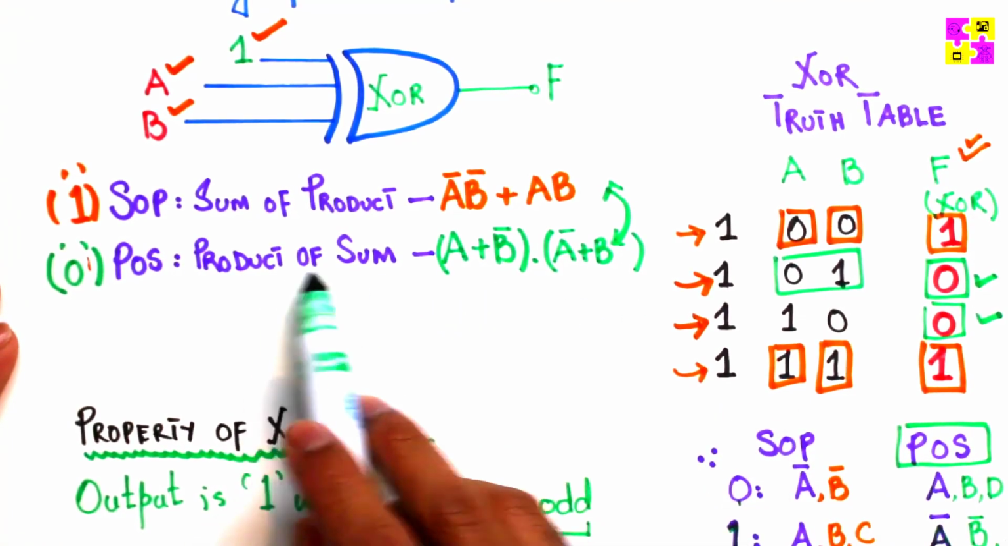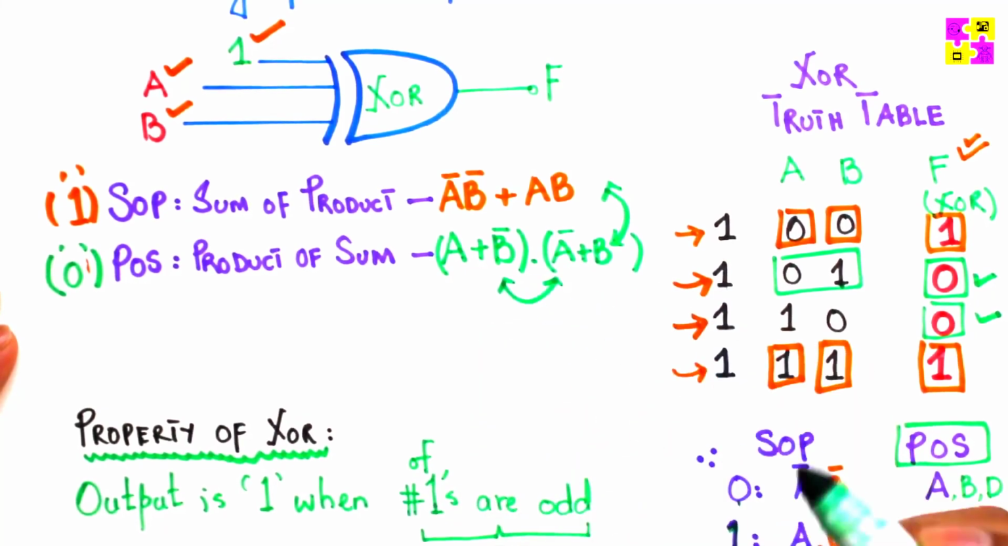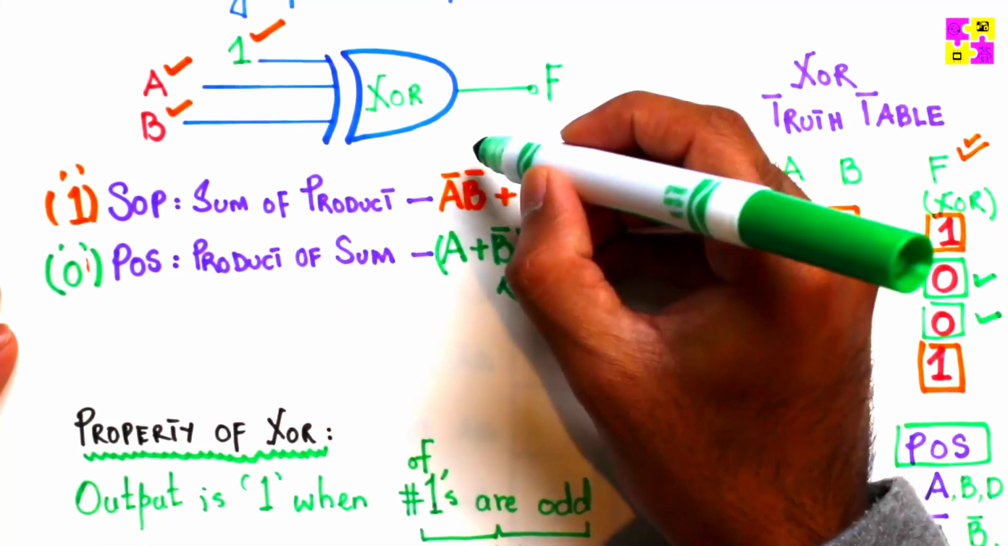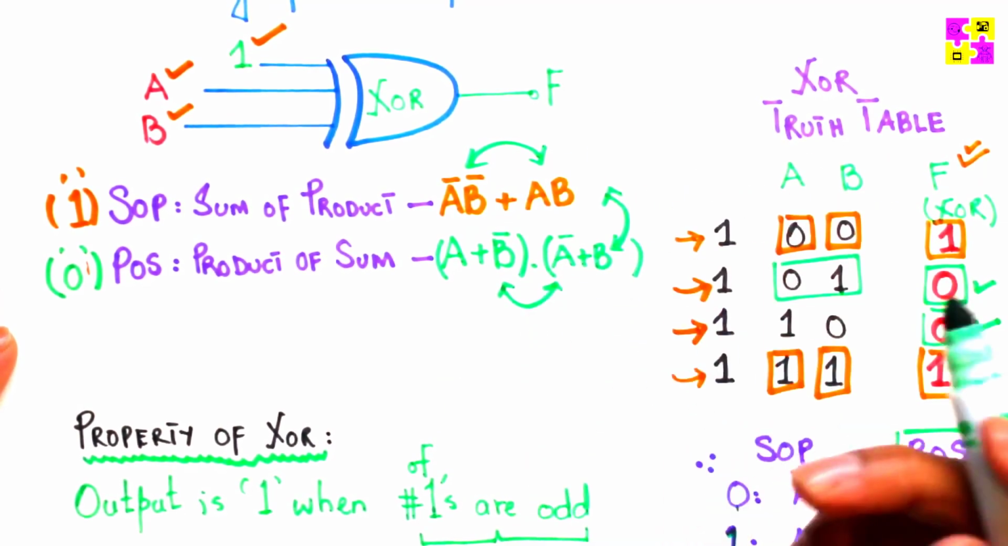And therefore, this is a product of sums. The 2 terms are basically a product, correct? In the sum of products, we have 2 products and we sum them. These 2 equations are going to give us the same output.